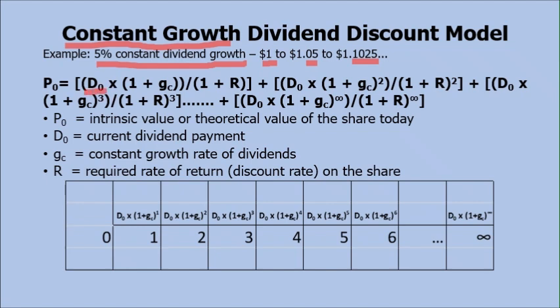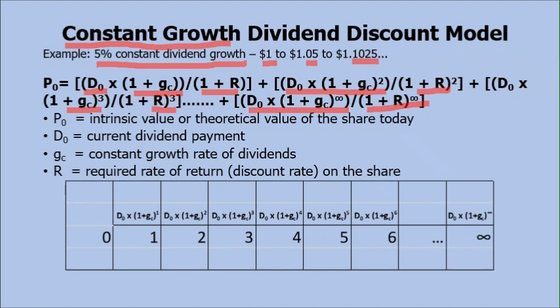The formula for the constant growth rate model is as follows. P0, which is the intrinsic value or the theoretical value of the share today, is D0 into 1 plus G divided by 1 plus R, plus D0 into 1 plus G whole square divided by 1 plus R square, plus D0 into 1 plus G raised to the power 3 divided by 1 plus R raised to the power 3, and so on. And the last term will be D0 into 1 plus G raised to the power infinity divided by 1 plus R raised to the power infinity.